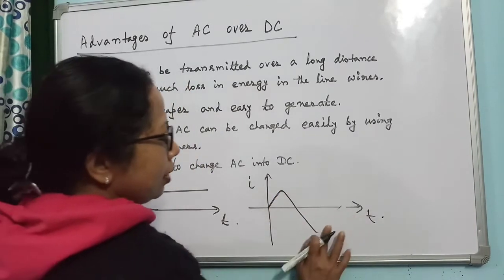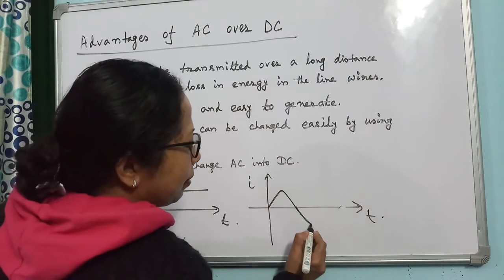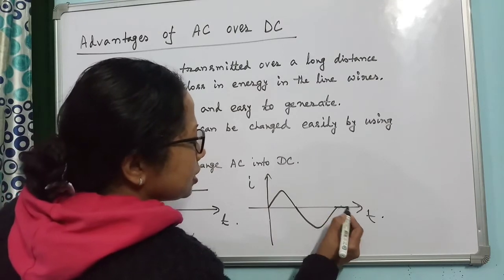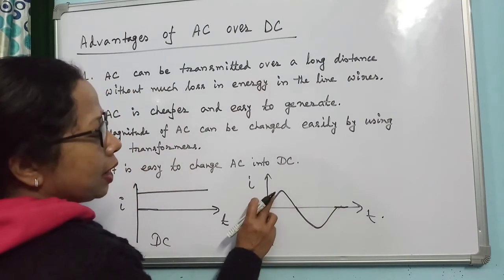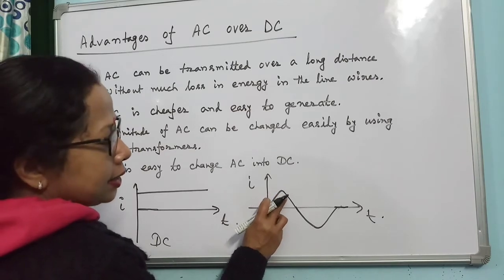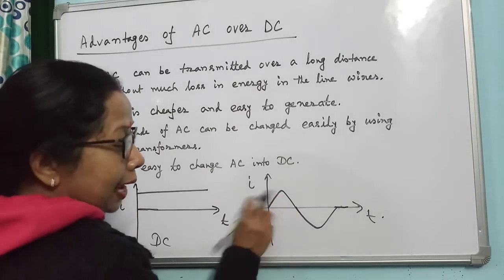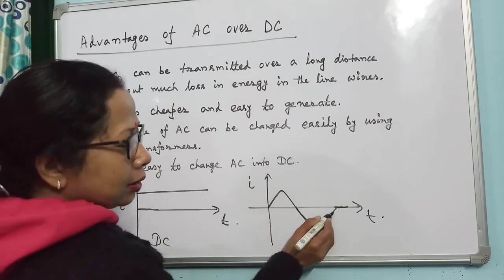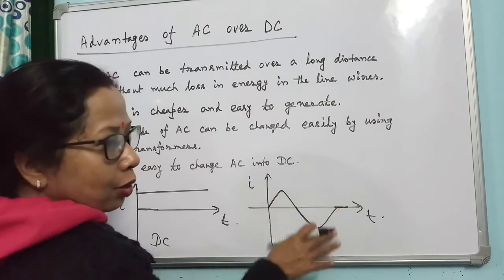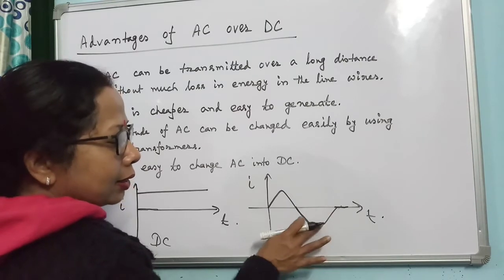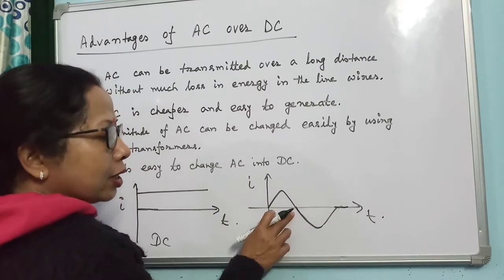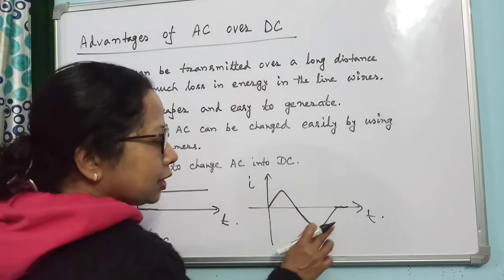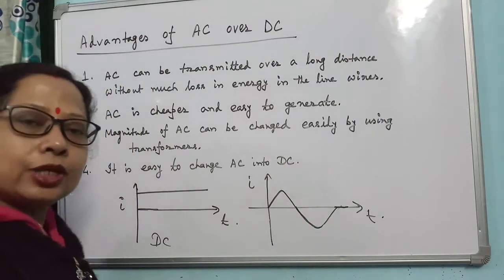First of all, the magnitude is changing. The magnitude becomes maximum and then it decreases, coming to 0. Then after that you see it is changing the direction. This half cycle is in the downward direction. What does it indicate? The current has changed its direction. And not only that, at every instant of time the magnitude is changing.